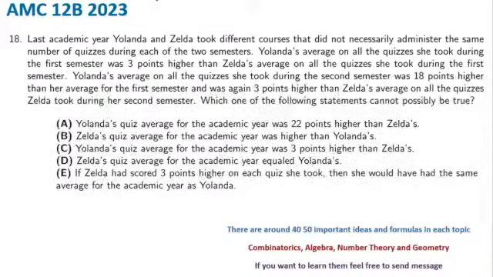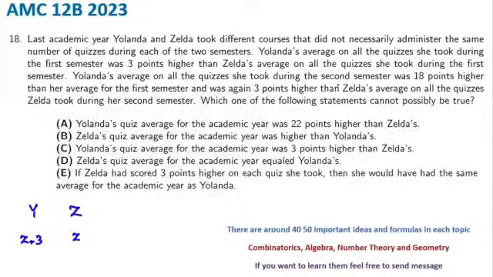AMC 12B 2023, Problem 18. Last academic year, Yolanda and Zelda took different courses that didn't necessarily administer the same number of quizzes during each of the 2 semesters. Yolanda's average on all the quizzes she took during the first semester was 3 points higher than Zelda's average on all the quizzes she took during the first semester. So if you consider Yolanda and Zelda here, for example, this one is Z, this one is Z plus 3.